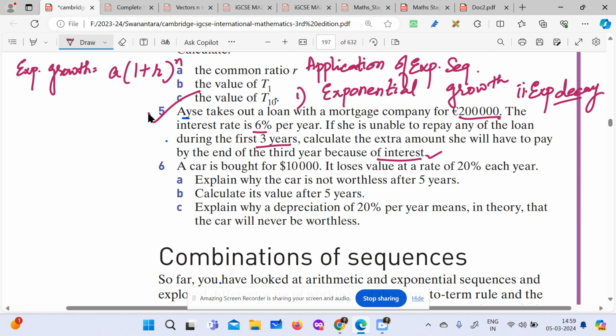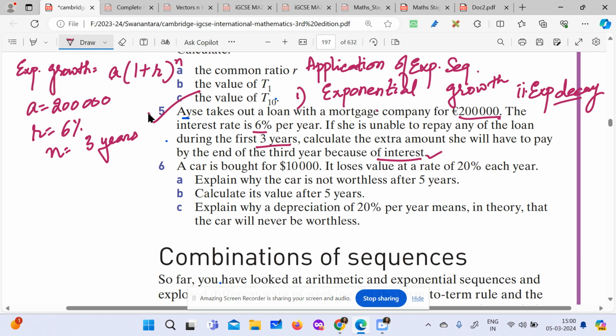So a is the initial amount, that is 200,000. Then r is the rate of interest, that is 6%. And n is the time, that is 3 years. This is clear to you? Okay, now we can substitute all these values in this formula.